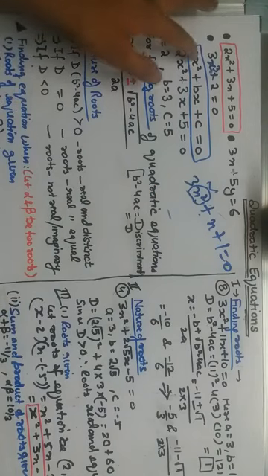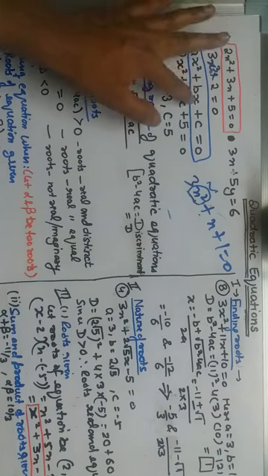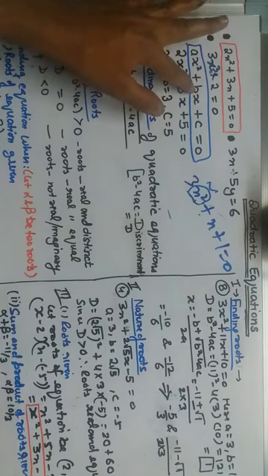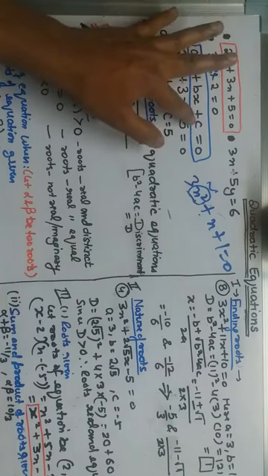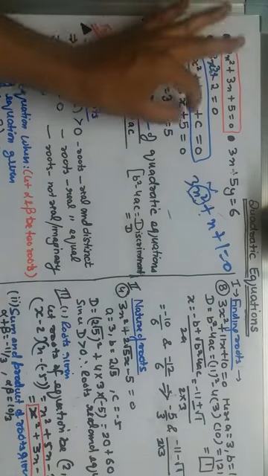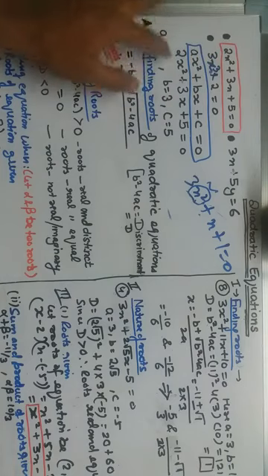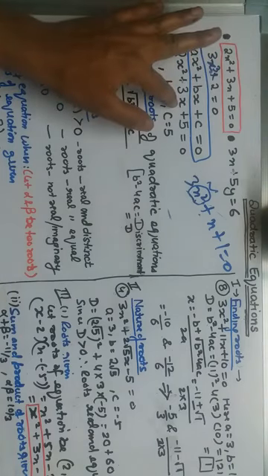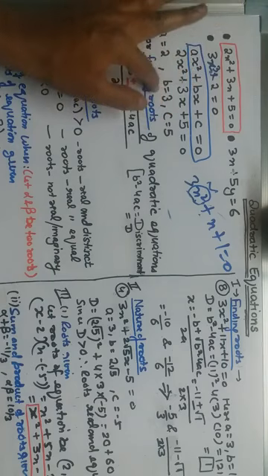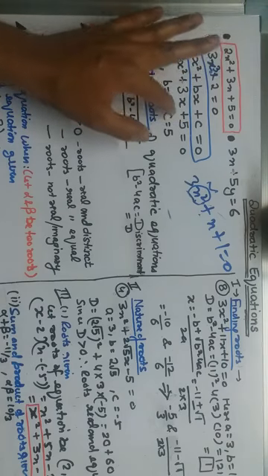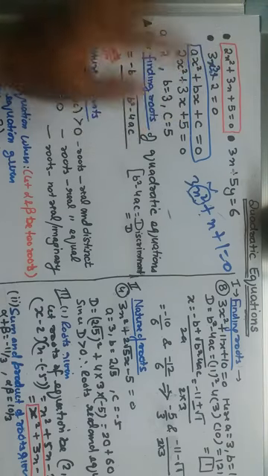Now what is a? Whatever is the coefficient of x square will be a, whatever is the coefficient of x will be b, and whatever is the third term will be c. So suppose this is an example. In this equation, x square has the coefficient 2, so 2 will be the value of a. Whatever is the coefficient of x, that is b, equals 3. Whatever is the third term, the term left without x, that will be c.